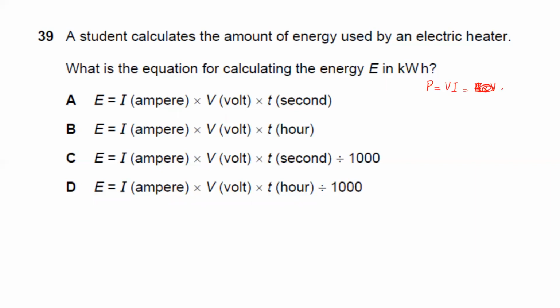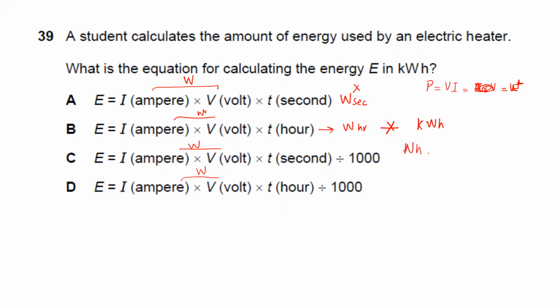And this is given as watts. So ampere volts is watts. This is equivalent to watt, right? And this is multiplied by time in seconds. So this is watt seconds. Now this is not the answer. So if this is time in hours, then this is watt hours. This is not kilowatt hours.